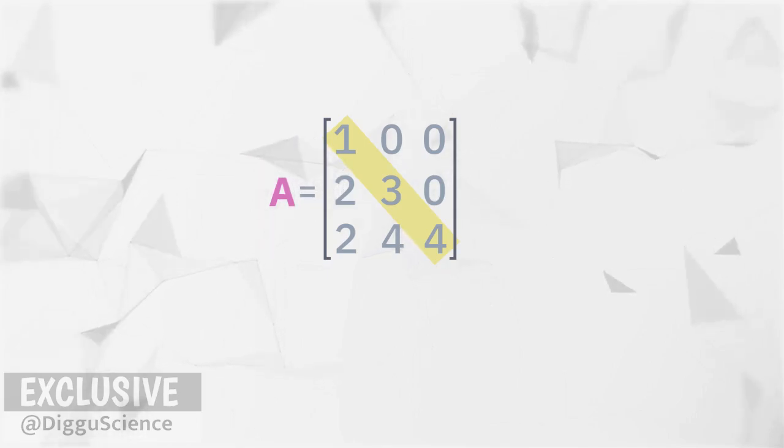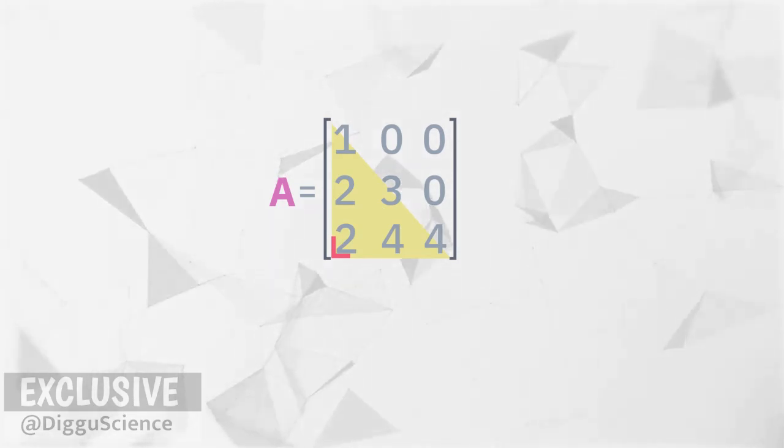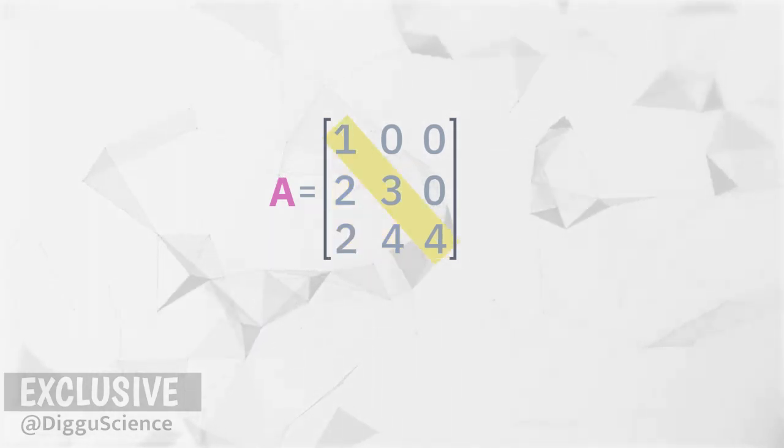All these elements form a right triangle. While above the main diagonal, the matrix elements are 0. Thus, matrix A is a lower triangular matrix.